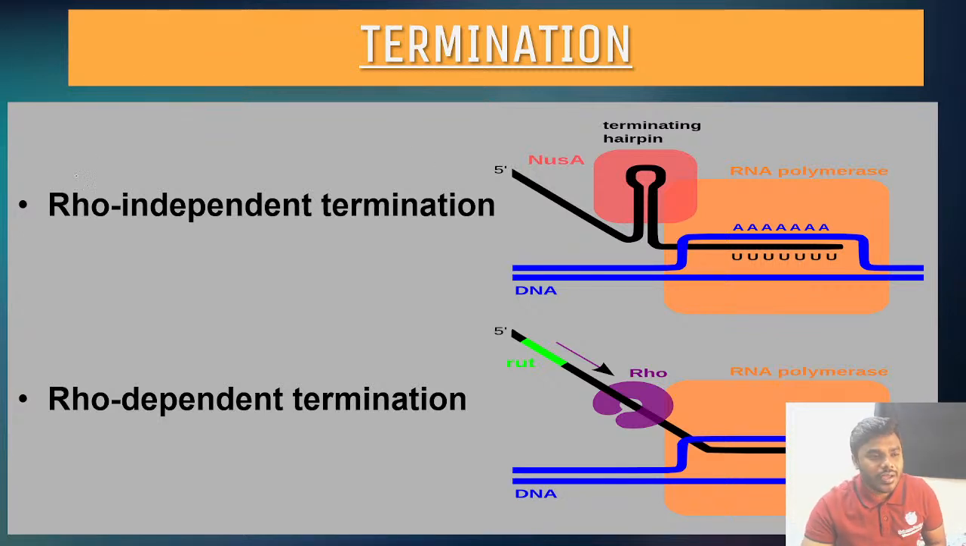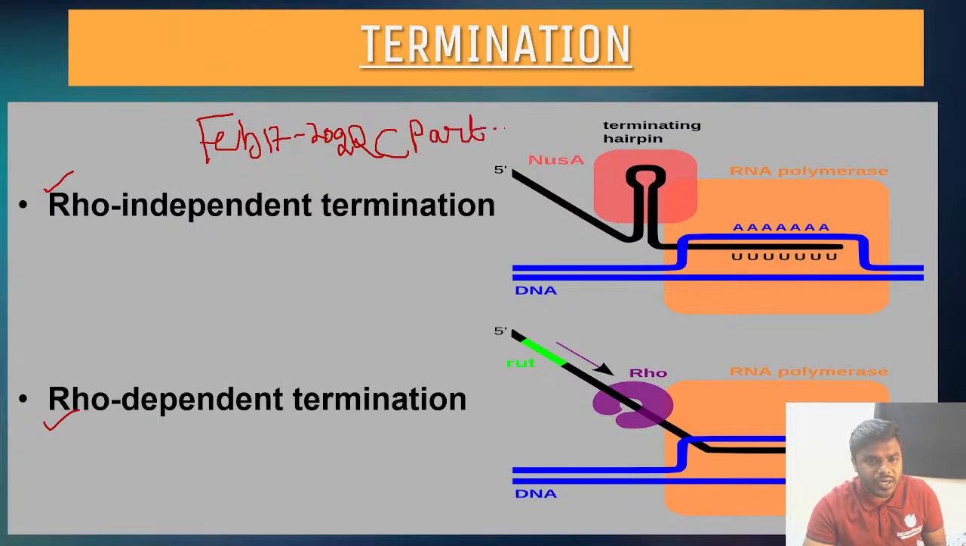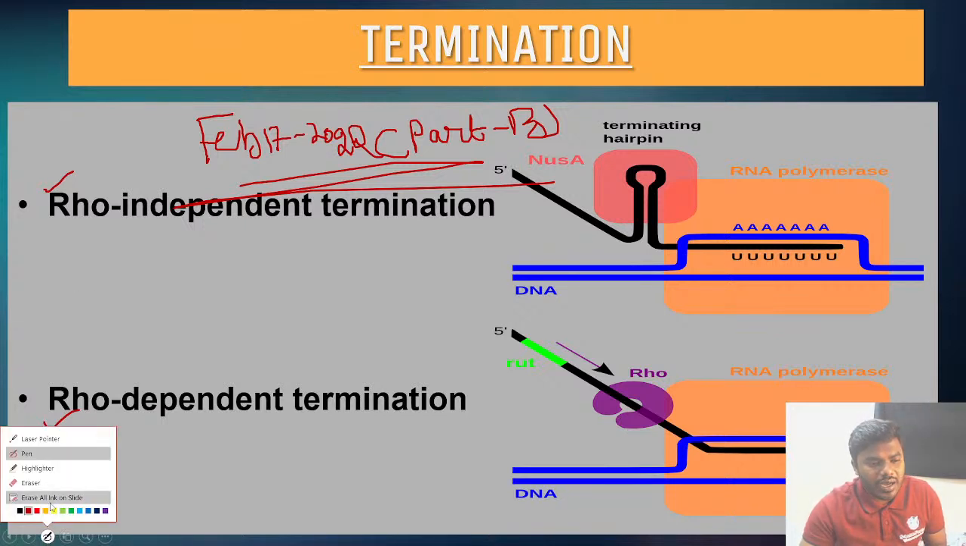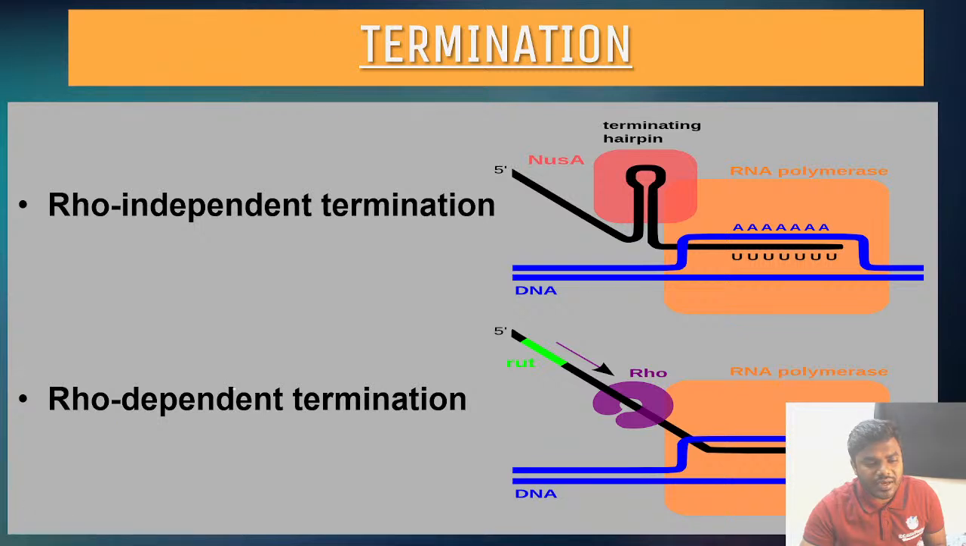Termination occurs in two ways: Rho-independent termination and Rho-dependent termination. The exam held on February 7th, 2022 had exactly a Part B question from this termination process. So I am requesting every one of you, friends, to understand the concept very clearly. Just listen to me for 5 minutes.